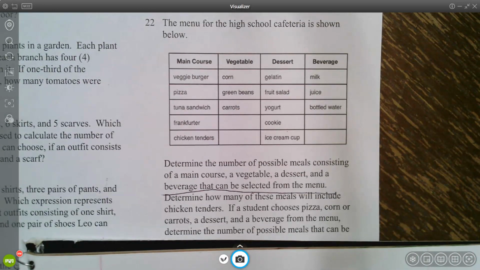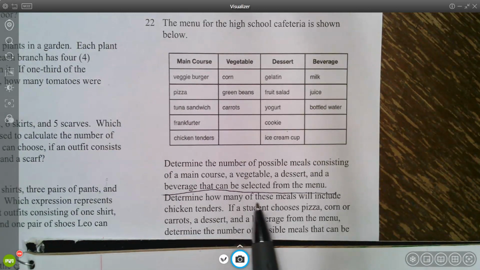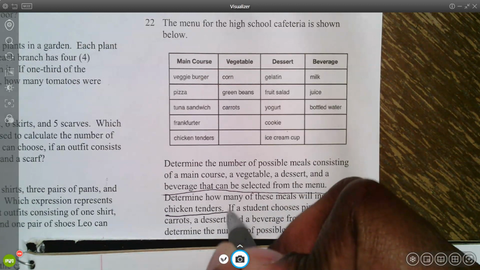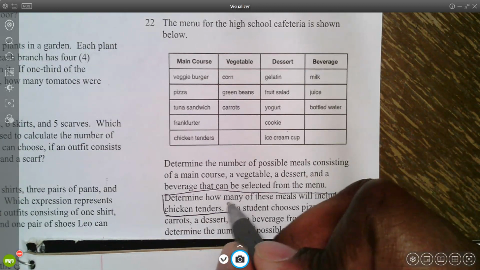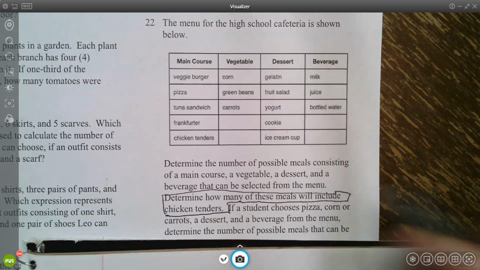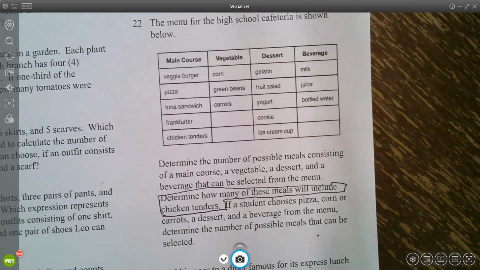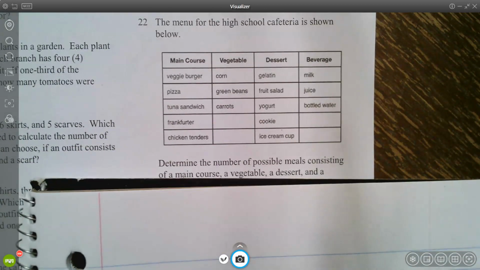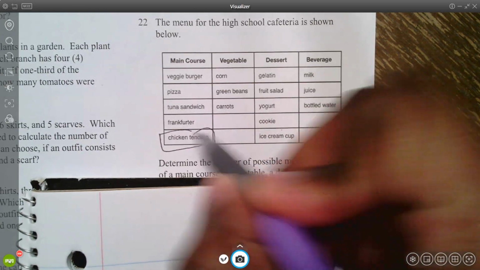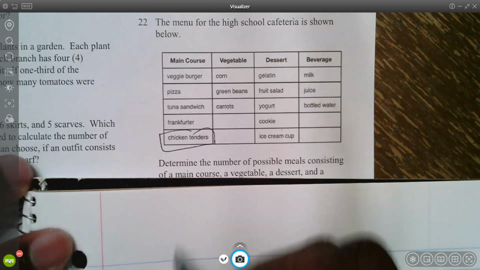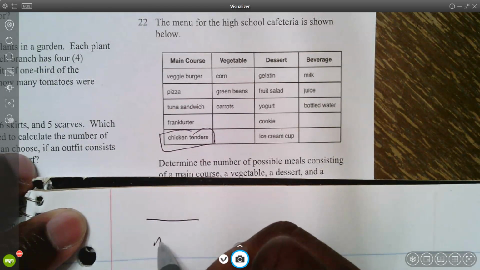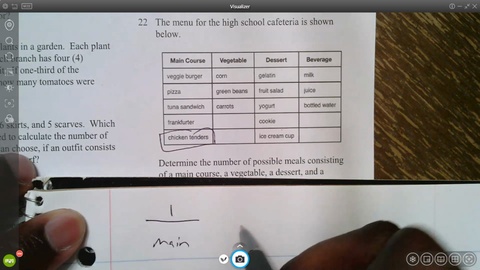The second part says, determine how many of these meals will include chicken tenders. So in that part, we want a meal that includes chicken tenders. So in that case, we don't use all 5 options for the main course. In the main course, I have to include chicken tenders. So I don't use all 5. For my first blank, for my main, I only have 1 option.